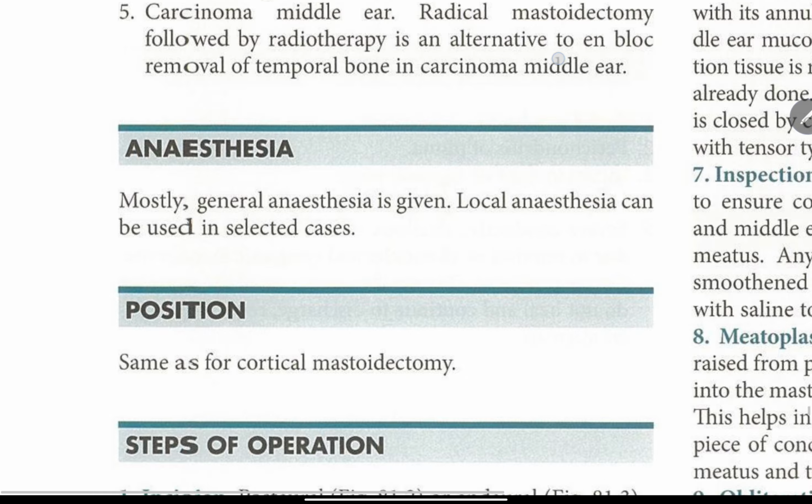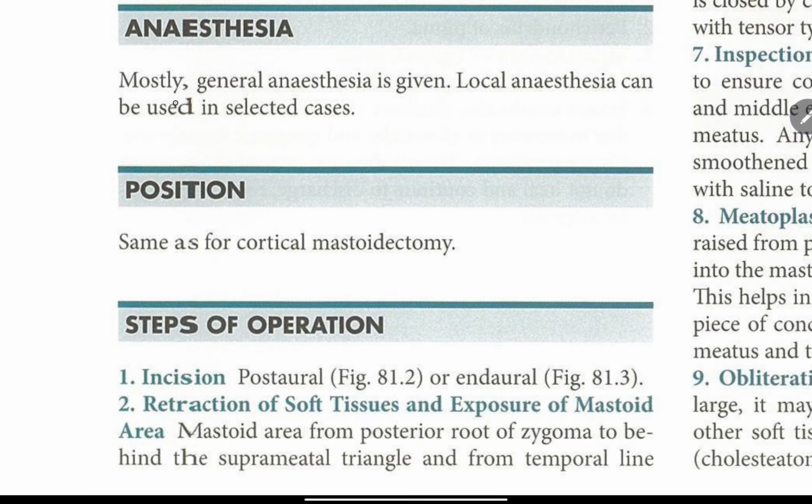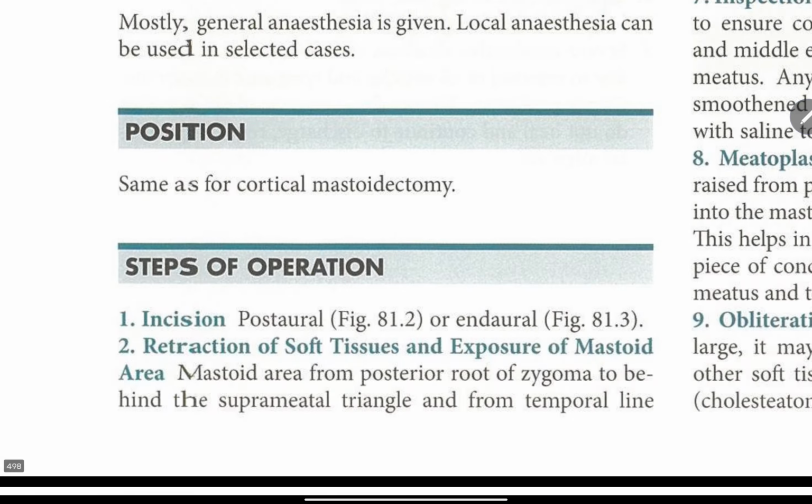carcinoma middle ear. Anesthesia. Mostly general anesthesia is given. Local anesthesia can be used in selected cases. Position same as for cortical mastoidectomy. Steps of operation. 1. Incision, postaural or endaural incision. 2. Retraction of soft tissues and exposure of mastoid area.